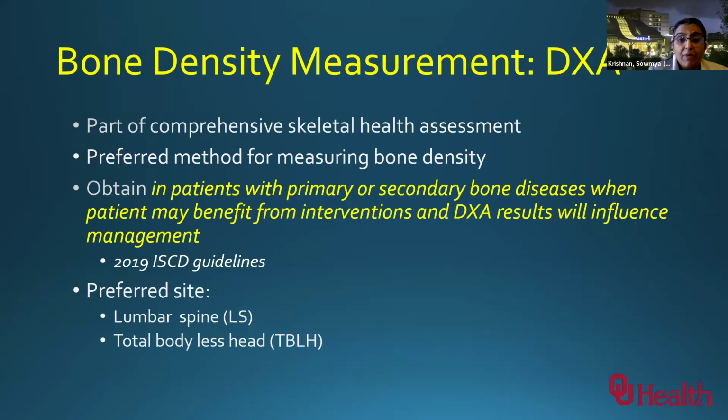So, bone density measurement by DEXA. This is part of the comprehensive skeletal health assessment. DEXA is the preferred method for measuring bone density. At this time, the ISCD guidelines state that you should get a DEXA scan in patients with primary or secondary bone diseases when patients may benefit from interventions, and DEXA results will influence management. The preferred sites to get DEXA scan are the lumbar spine and the total body less head in pediatrics.